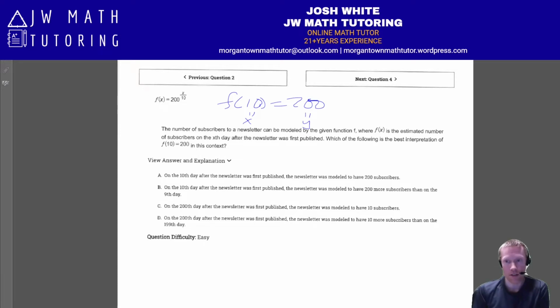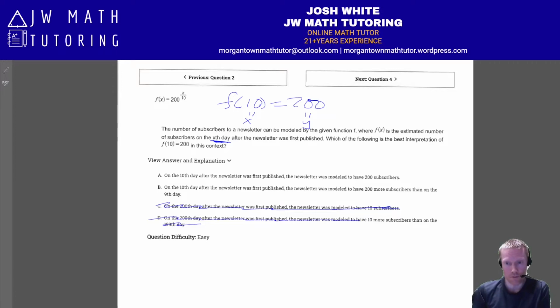So in the description, they tell us x is number of days, okay? f of x is number of subscribers on the xth day. So that means x equals number of days. So when you look at the answer choices, 10, which is what x is equal to in this scenario, has to be describing a number of days. So we can eliminate C right away because that talks about 200 days, and D, same thing, 200 days. So those two are out. So now we're down to A and B.